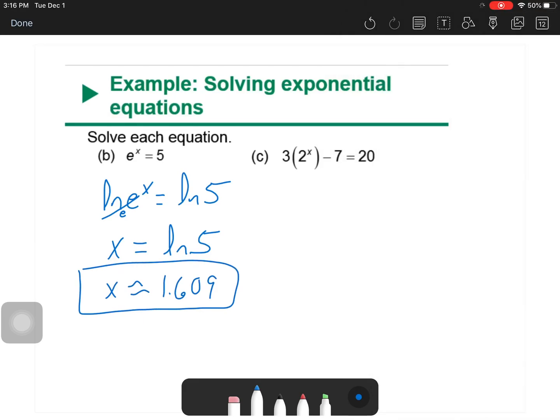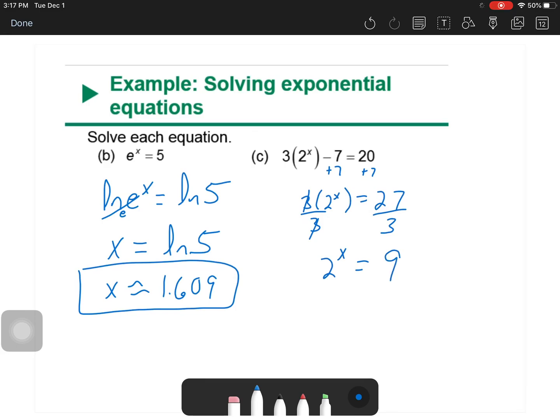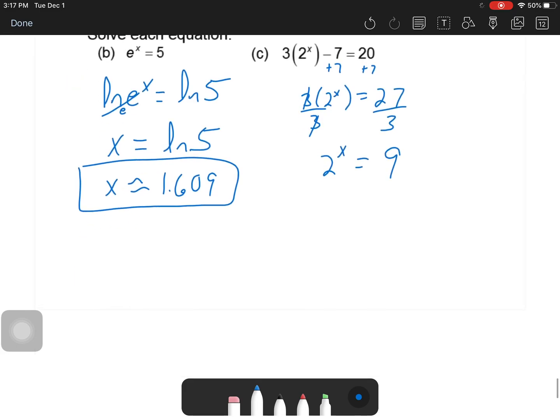And part C, just like any other algebra equation, you want to isolate the piece that has the variables. So first thing is you're going to add 7, so you're going to have 3 times 2 to the x equals 27, and then you're going to divide by the 3. It's kind of like a coefficient there. So divide that. Now I've got 2 to the x equals 9.